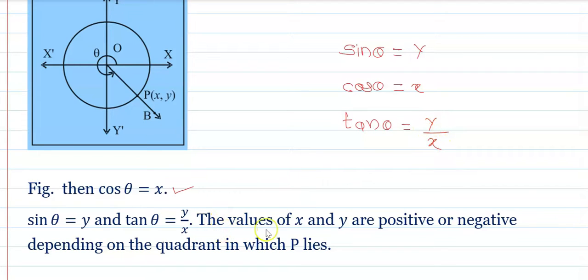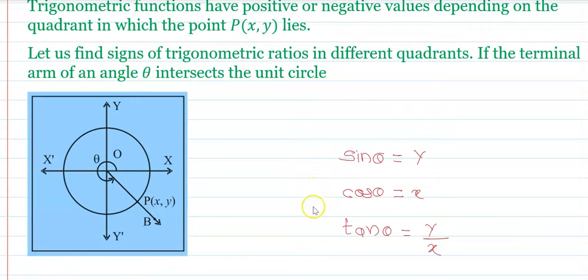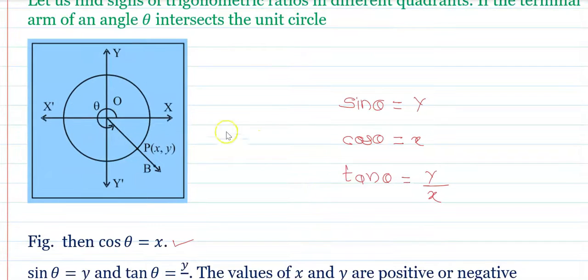The values of x and y are positive or negative depending on the quadrant in which P lies. So the values of sin theta, cos theta, tan theta depend on what? Where this point P lies. Suppose the point P lies in the first quadrant, then we will say that all the trigonometric ratios are positive. In the first quadrant, all the trigonometric ratios are positive.